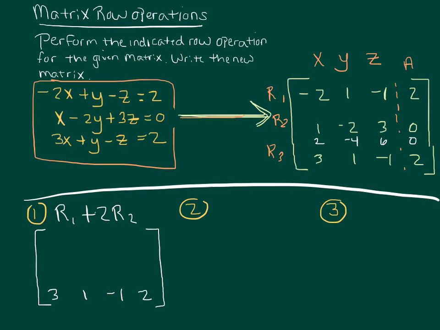Now when I add them together, the question is, where do I put the answers? You have a choice, but I'm going to put my answers in row 2. And so I'm going to replace my old row 2 with the new one. I'm just going to put a little arrow here to indicate that that's where the changes are happening. Negative 2 plus 2 is a 0. 1 plus a negative 4 is a negative 3. Negative 1 plus a 6 is a 5. And 2 plus a 0 is a 2. Alright, and I'm going to leave row 1 as it is.